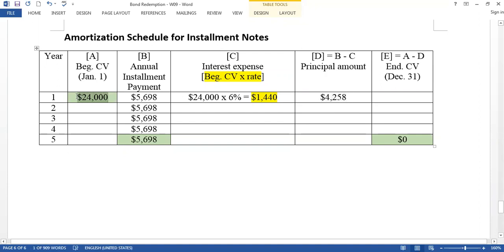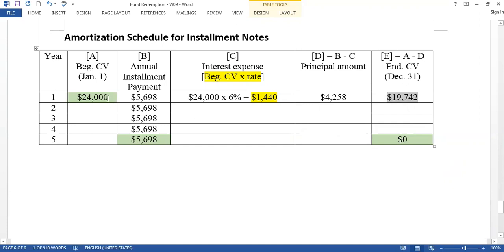This is also principal amount. $24,000 is the principal amount, right? And 4,258 is also principal amount. So after paying this money, what is the carrying value or what is the remaining liability? Remaining liability is 19,742. So this is our remaining liability. And look at here, this liability becomes zero at the end of year 5. So at the end of year 1, this is our liability, right?